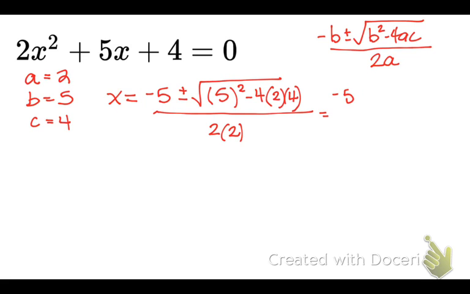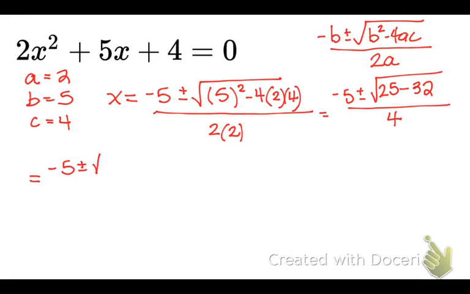So negative 5 plus or minus the square root of 25 minus 32, divided by 4. And then we're going to keep simplifying under the radical, but at this point we should start to see that we're going to end up with a negative 7 under the radical. 25 minus 32 is negative 7. So we don't want the negative under the radical. We're going to rewrite that using our imaginary number. 7 is prime, so I don't need to simplify that. And then divide by 4.